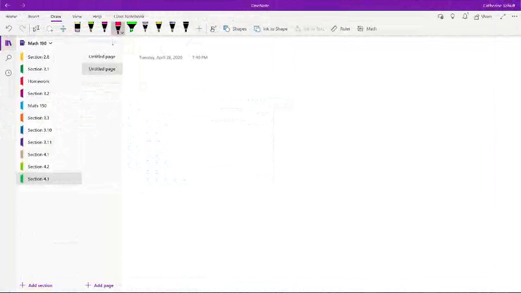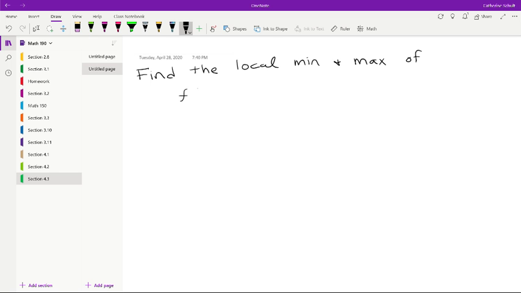All right, so we're going to find the local mins and maxes of the following function. Okay, and we're going to do this using the first derivative test.